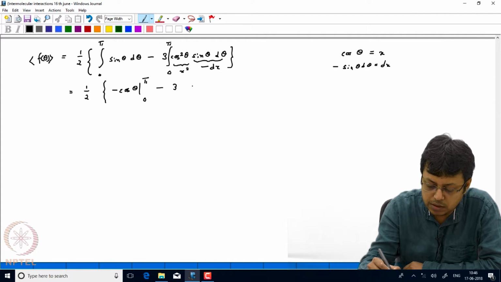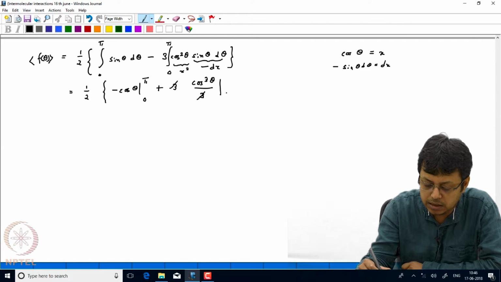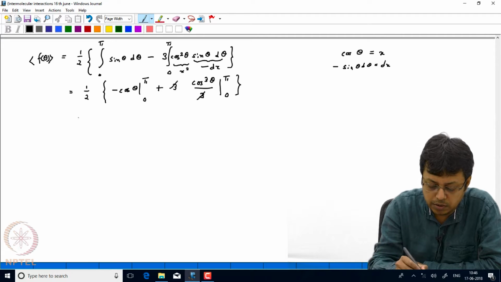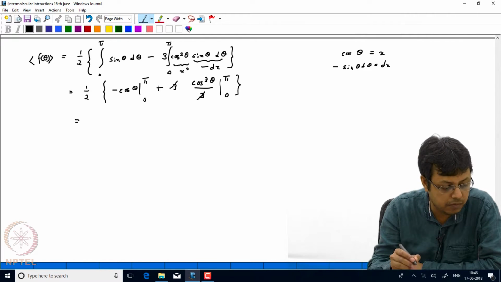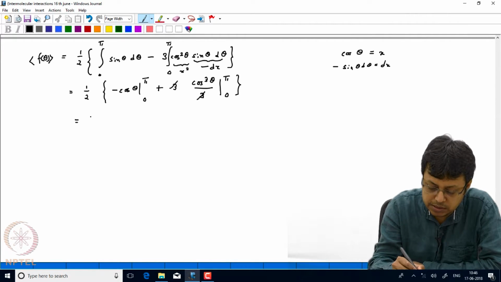So, the integral will have a plus sign because of the minus sign associated with it, and it will basically be x cubed by 3. Since x is cos theta, it will be cos cubed theta by 3, and that is the integral, with the 3 canceling, evaluated between the limits 0 and pi.